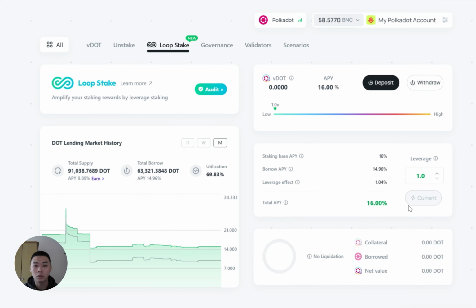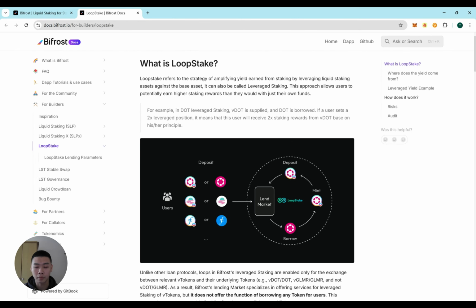Before we get into the operations of LoopStake, do we know what LoopStake is? In the first box of this page, there are two pieces of information. The first one is Learn more. If you click this, it will direct you to a page explaining what LoopStake is. The second one is the audit report.